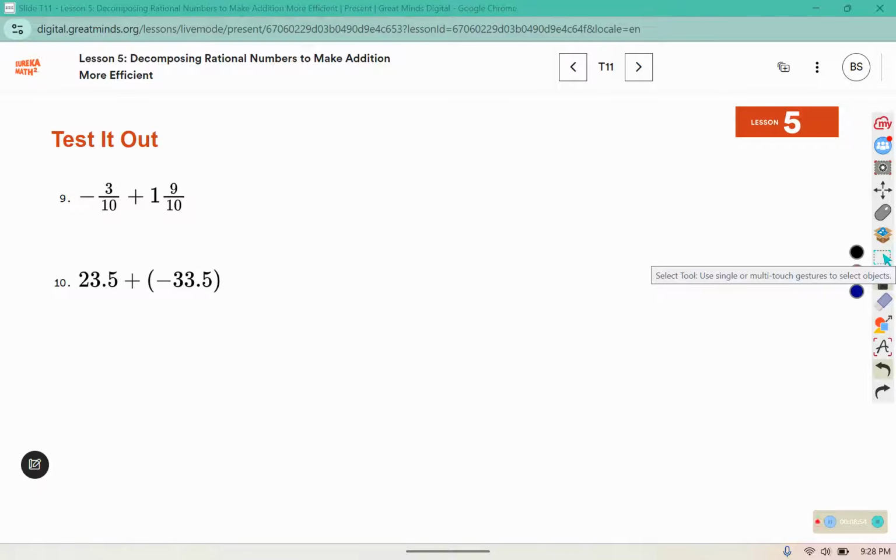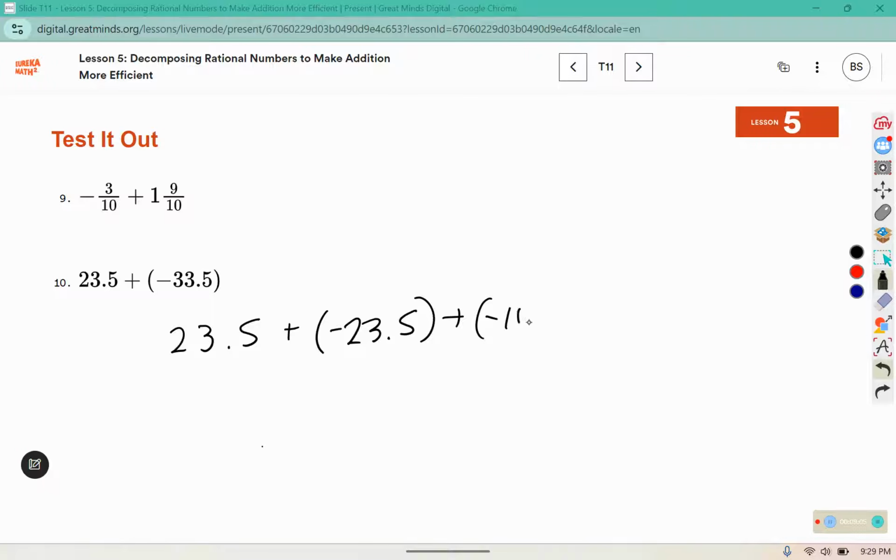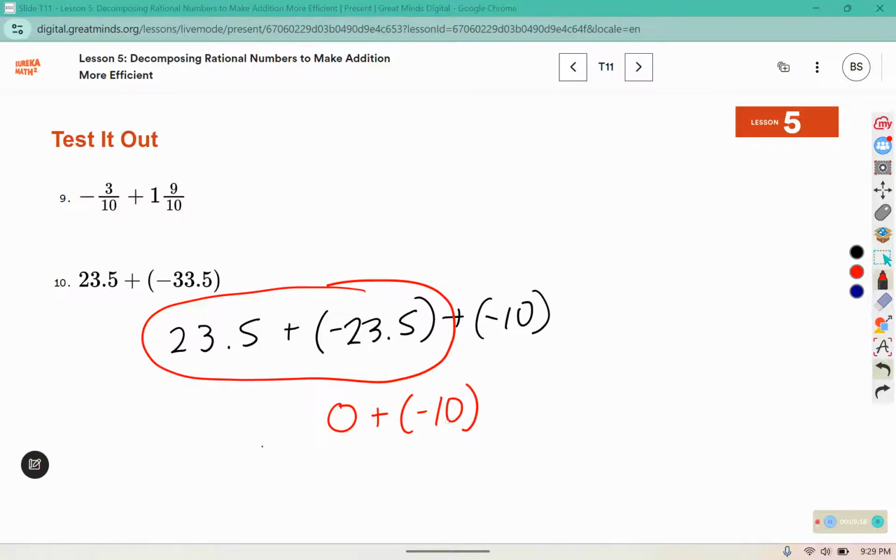For number 10, we can separate it out. We have 23.5 plus, we can make it negative 23.5 and negative 10. Negative 23 and negative 10 would make negative 33. These are additive inverses, which mean they add up to 0. And 0 plus negative 10 makes negative 10.